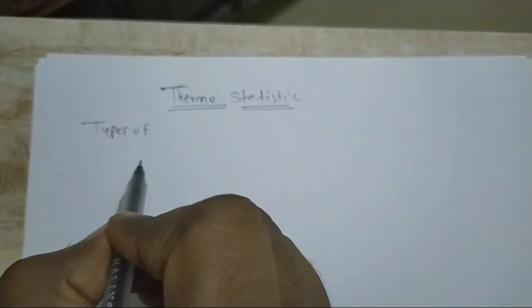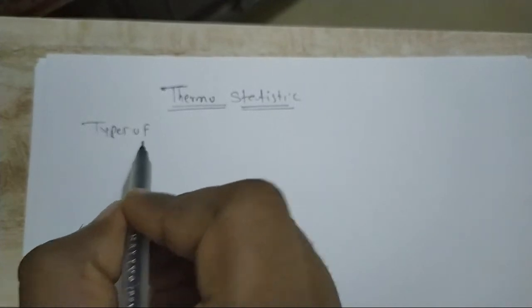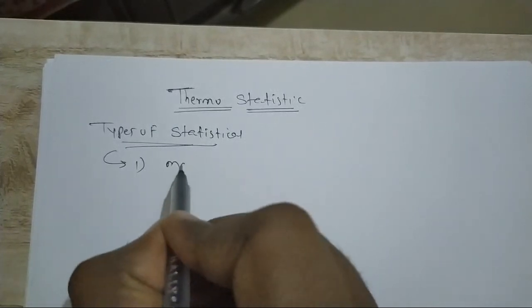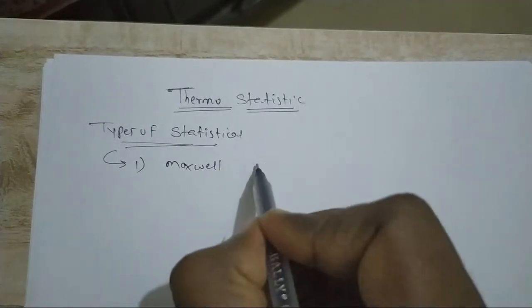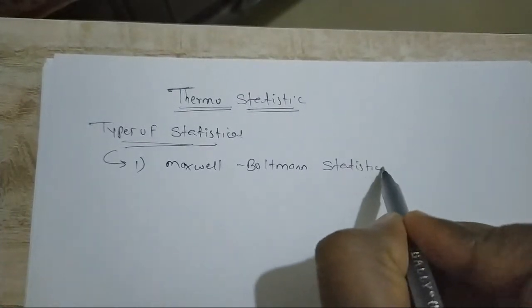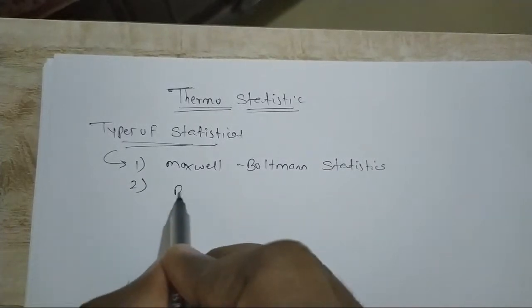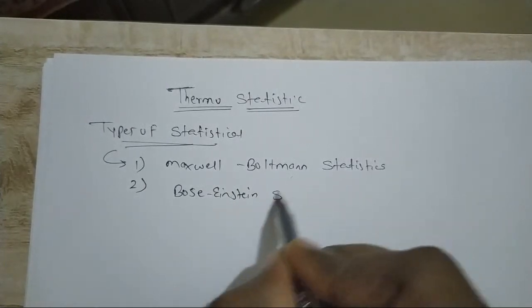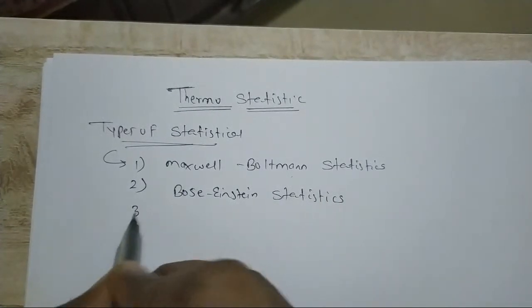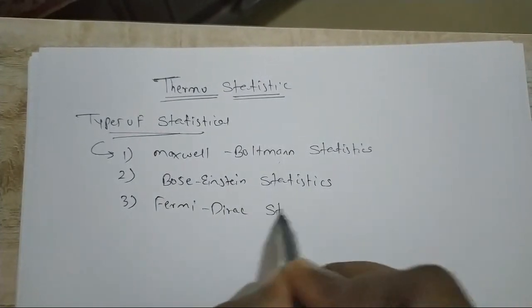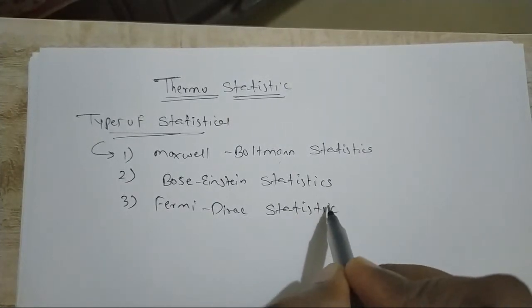Hello guys, today we are going to see a thermodynamic statistics numerical. So first we see the types of statistics. First is Maxwell-Boltzmann statistics, second is Bose-Einstein statistics, and third is Fermi-Dirac statistics. We see them one by one.